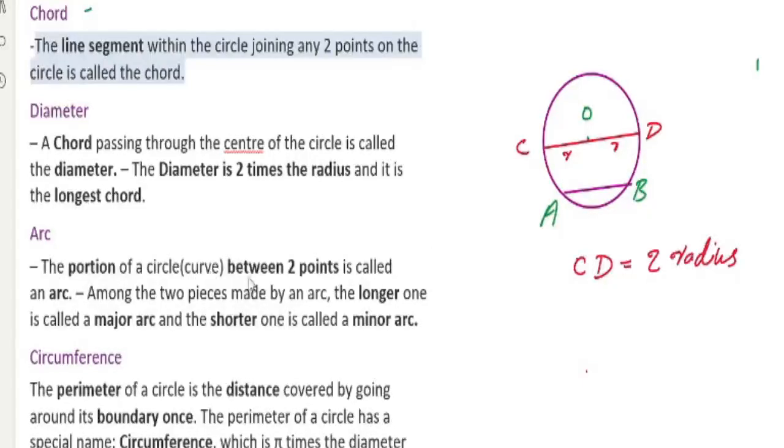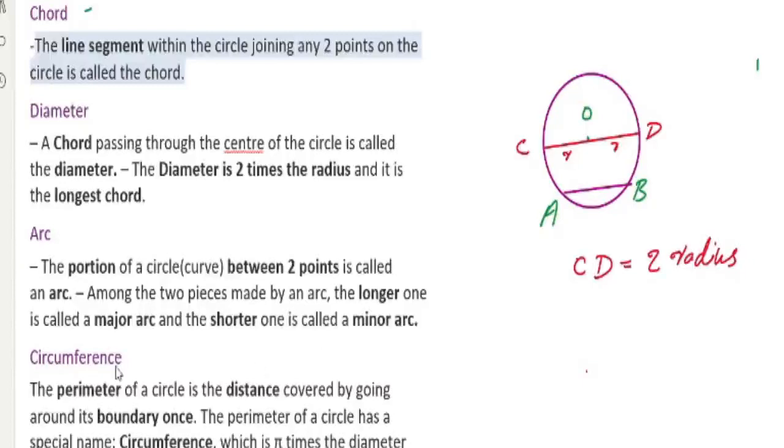Among the 2 pieces made by the points, the longer one we call the major arc, and the shorter one we call the minor arc. So we have 2 arcs. One is called the minor arc and the second one is called the major arc. The major arc will be longer than the minor arc.